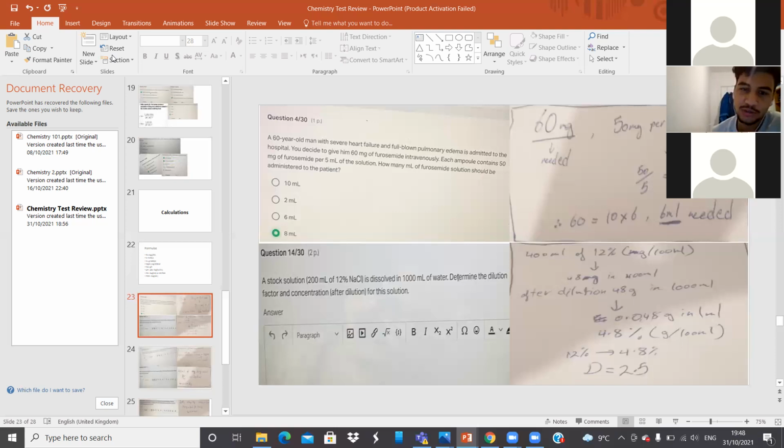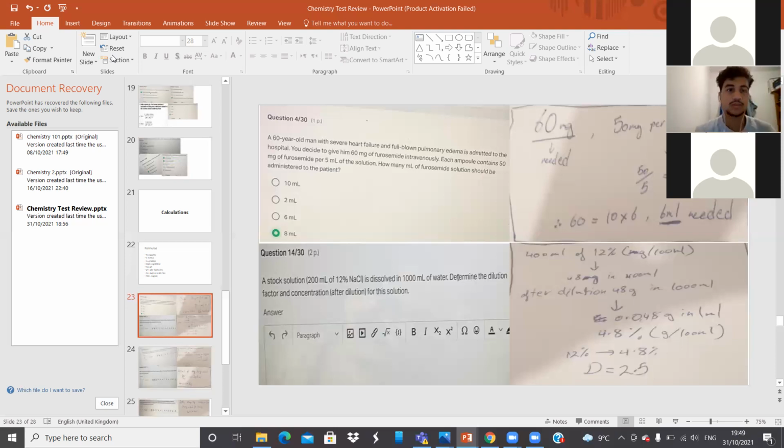Okay, a stock solution of 200 milliliters at 12%. Again, as soon as I see percent, it means grams in 100 milliliters. So there you have 12 grams, then you have 200 milliliters of that, dissolved in 1,000 milliliters, or 1 liter, of water. Determine the dilution factor.